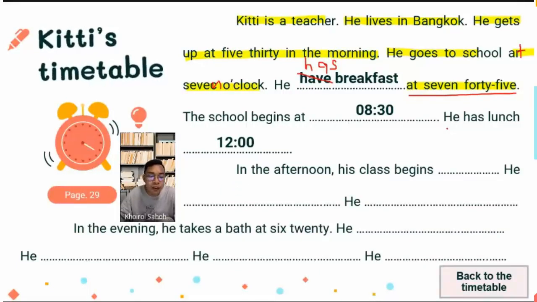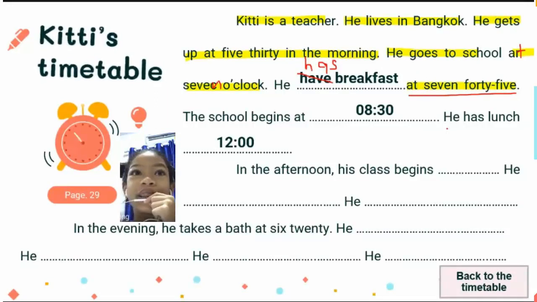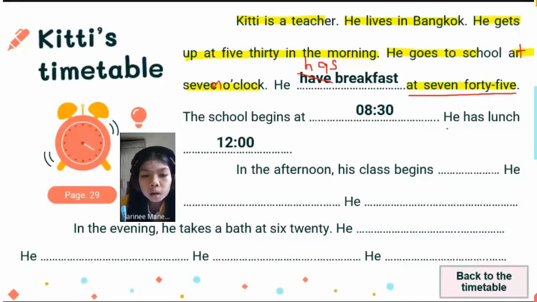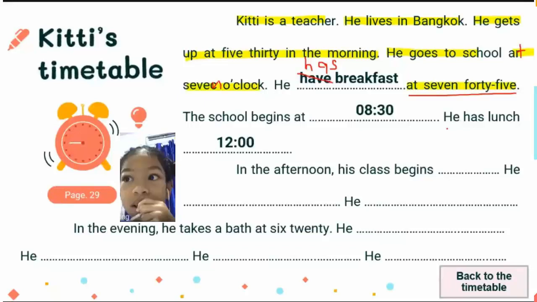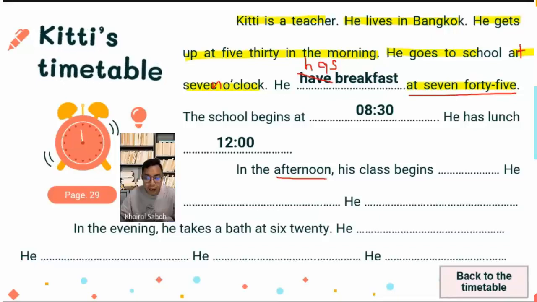In the afternoon, his class begins what time? 1 o'clock อ้าว in ทีเชอร์ ว่า เขียนตัวเลขเลยเหรอ ใช่ Yes. 1 o'clock in the afternoon. Okay, 1 o'clock in the afternoon. Number 6 again. Yes. Okay, thank you.